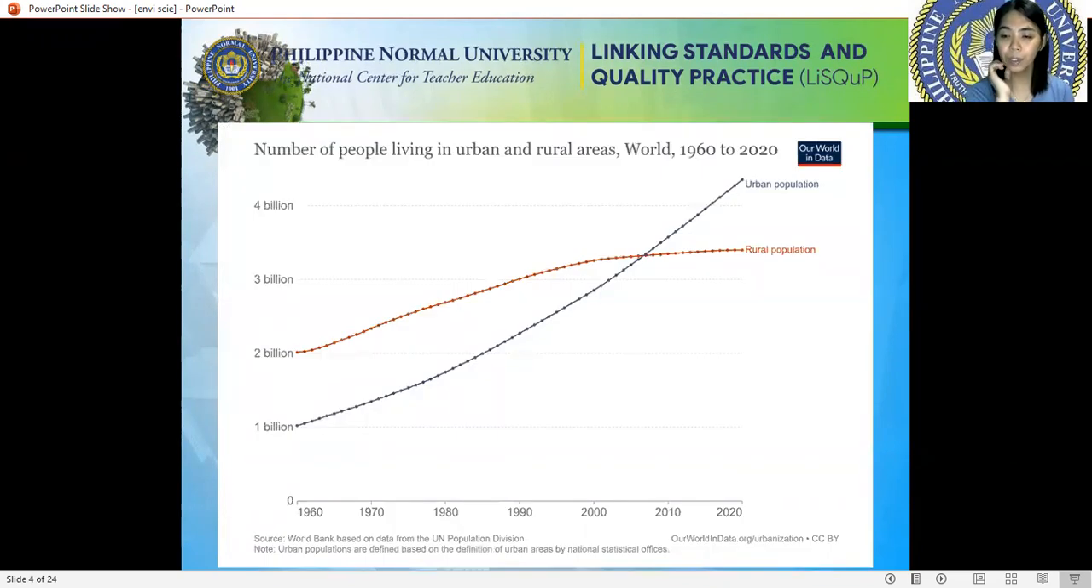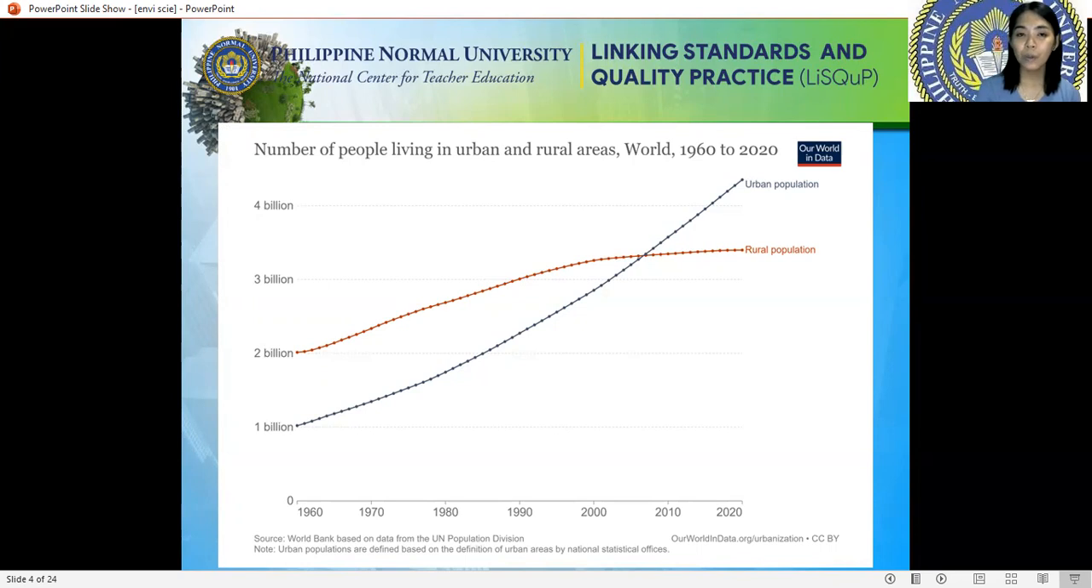And here, this trend is the population growth from 1960 to 2020. They compared the population growth of rural areas with that of urban areas. From 1960 to 2020, there is a vast increase in the population of urban areas. From 1 billion in 1960, it increases to more than 4 billion in 2020. In 1960, the rural population was larger than the urban population.